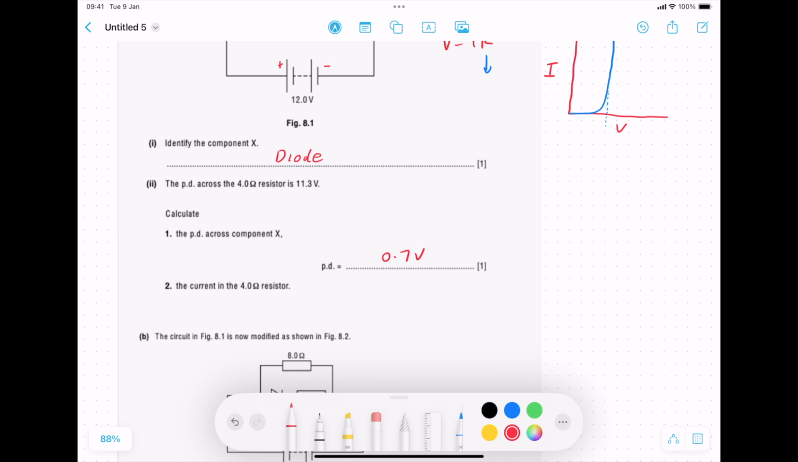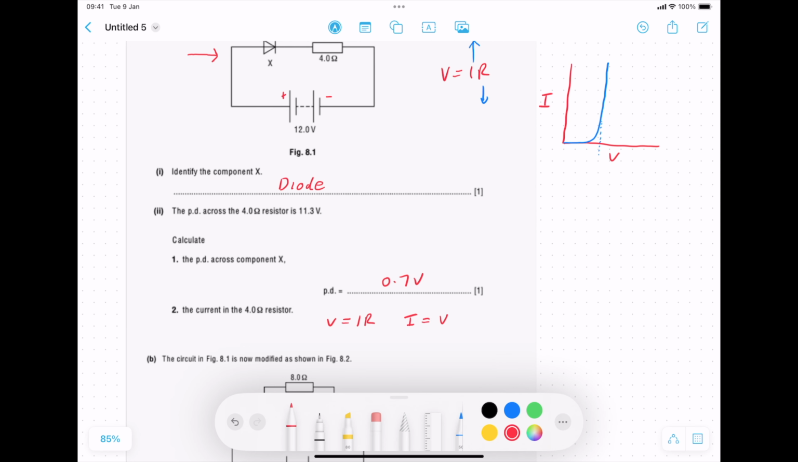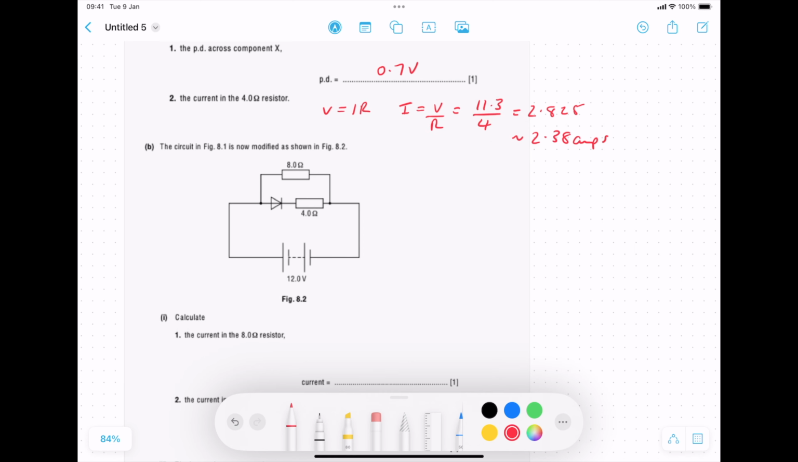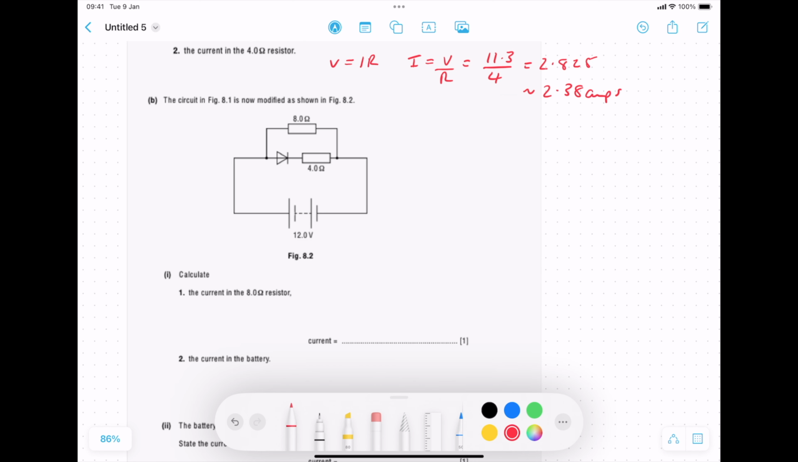Part 2, the current in the 4 ohm resistor. So I equals V over R equals 2.83 amps, 4 ohm resistor. Now let's look at the modified circuit, and it's been changed into a parallel setup. So you can see in this case the 8 ohm resistor is now branching across the 4 ohm resistor and the diode, which is there. So we can ignore the internal resistance of the diode. So basically you can think of it as zero.